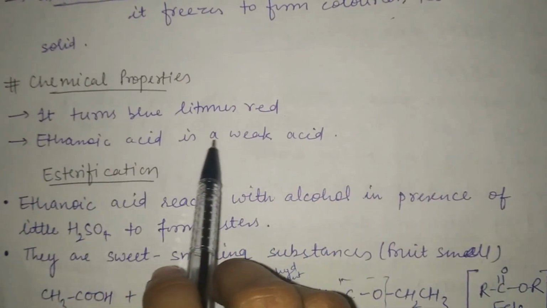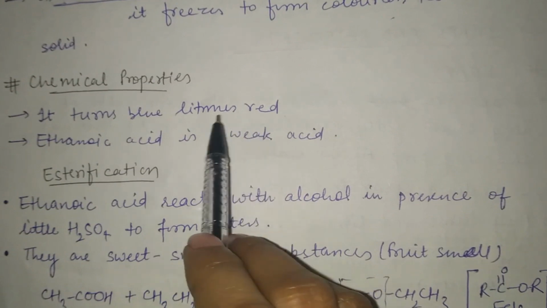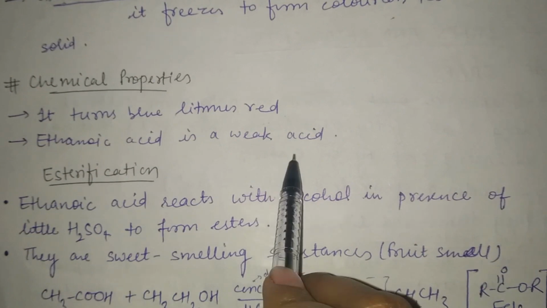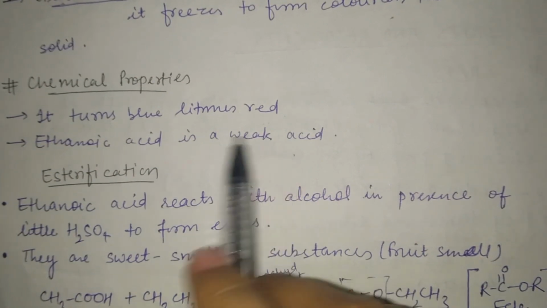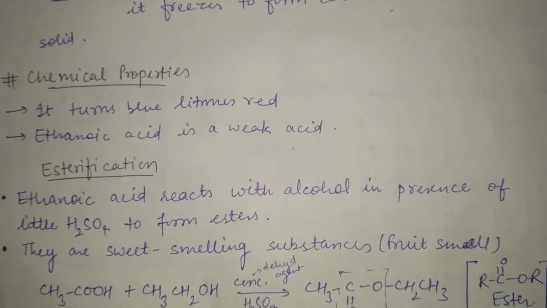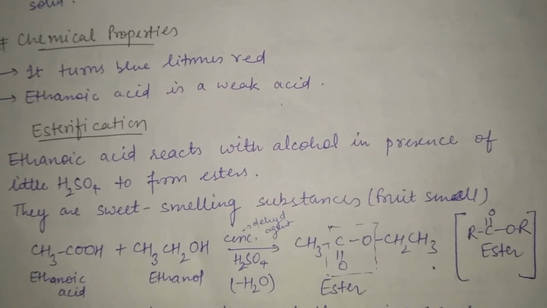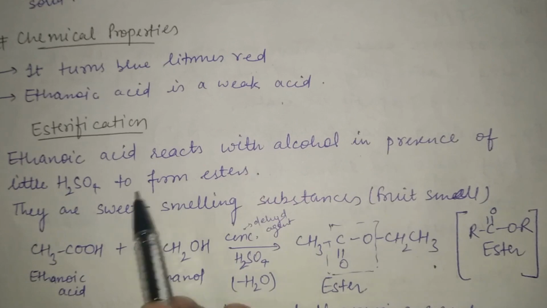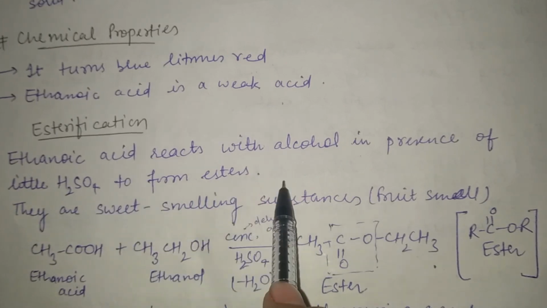Now what are the chemical properties? It turns blue litmus to red. Since it is an acid, it turns blue litmus to red, and it is a weak acid and it ionizes partially in aqueous solution. Now what is esterification? Esterification is a reaction in which ethanoic acid reacts with alcohol in the presence of H2SO4 to form esters.